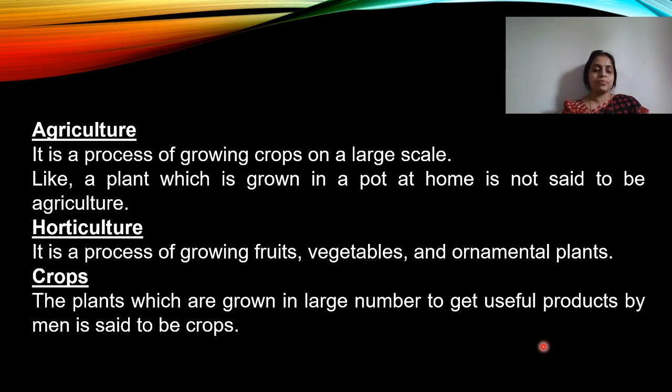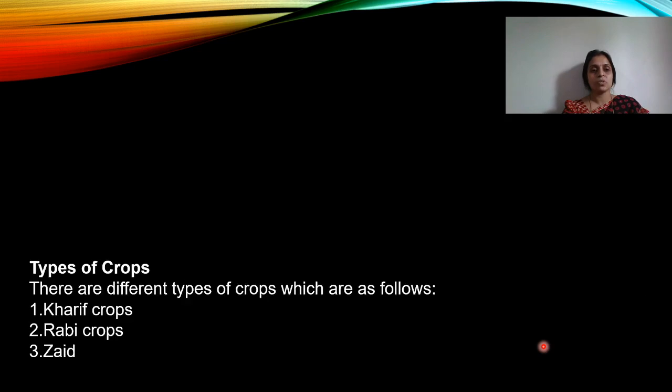Coming to agriculture, it is the process of growing crops on a large scale. A plant which is grown in a small pot at home is not said to be agriculture. Whereas horticulture is the process of growing fruits, vegetables, and ornamental plants. Coming to crops, the plants which are grown in large numbers to get useful products by man are called crops.